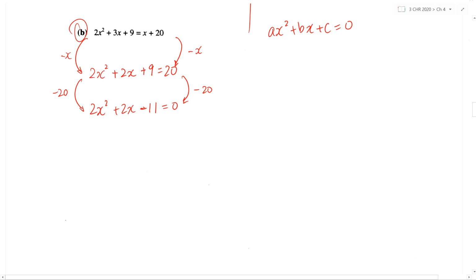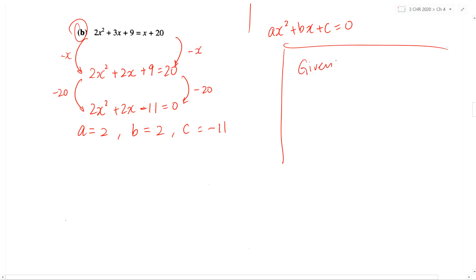So what is a? 2. b? And c? What is c? Yes. Now the formula given to you: x equals minus b.